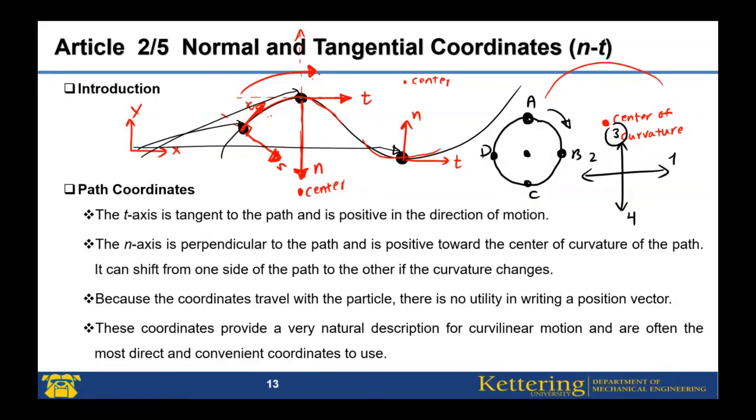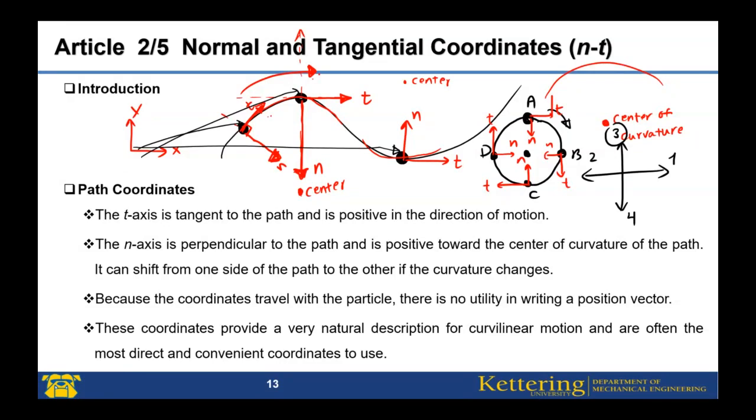How about point B? What is the correct direction of T? Let me check. It's 4. What is the correct direction for the normal axis? 2. You will see from this simple example, this is the T normal axis, sorry, T and normal.